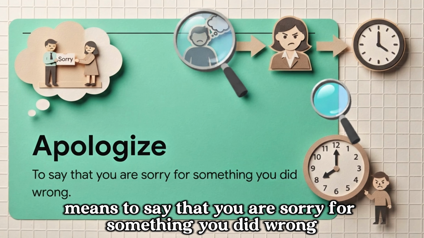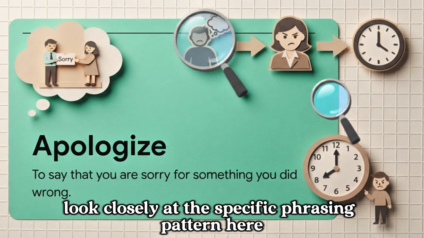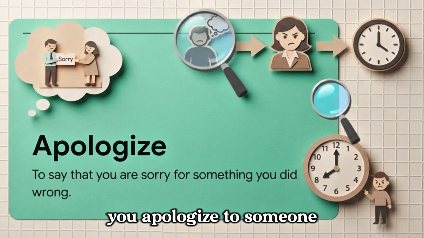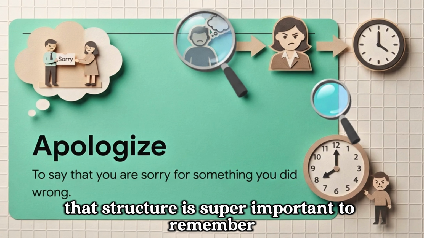Now, if you're the one causing the trouble, you need to apologize. This, of course, means to say that you are sorry for something you did wrong. I apologized for being late. But wait, look closely at the specific phrasing pattern here. You apologize to someone for something, like I apologize to my teacher for being late. That structure is super important to remember.